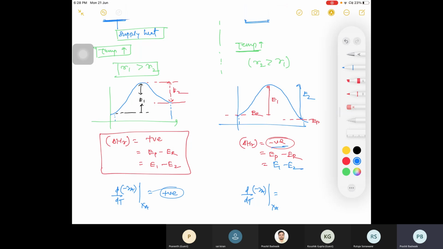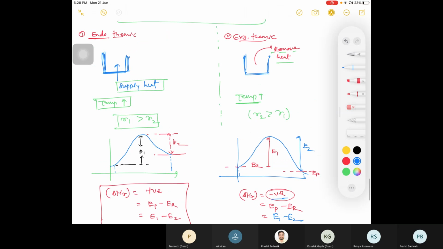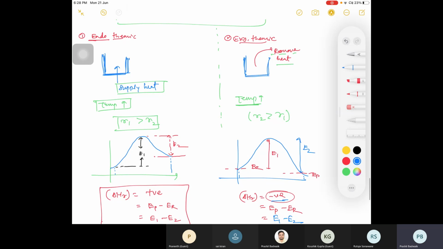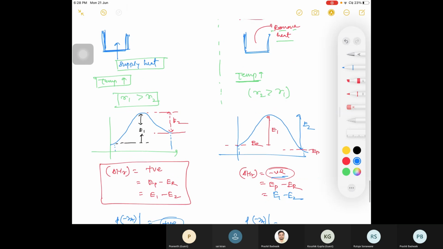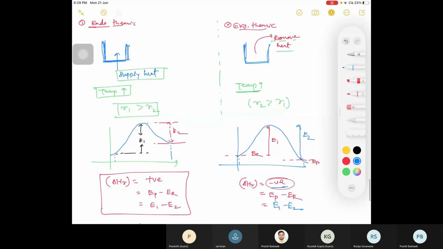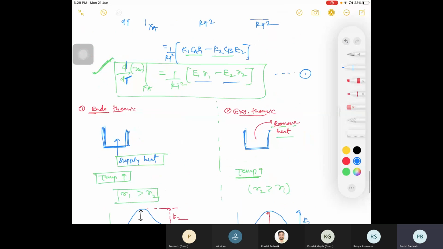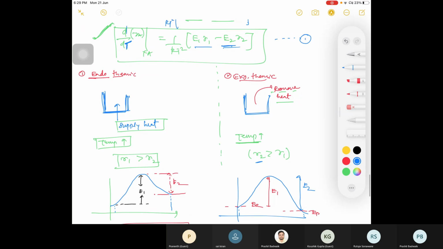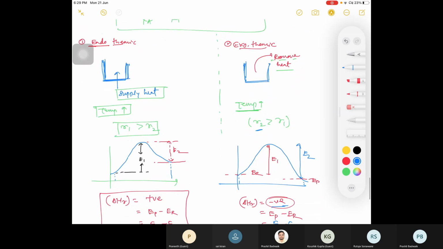What will come here in case of exothermic? Saikiran, explain. It will be negative. Negative, because your E1, which one is greater? Your E2 is greater, E2 is greater, and here your R2 is greater.